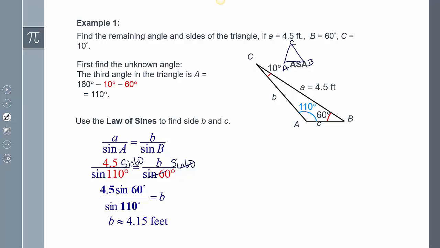For the next one, I can do A over sine A equals C over sine C. Once again, plug in all the given information. That's still 4.5, 110, C is C, and that's going to be 10 degrees.